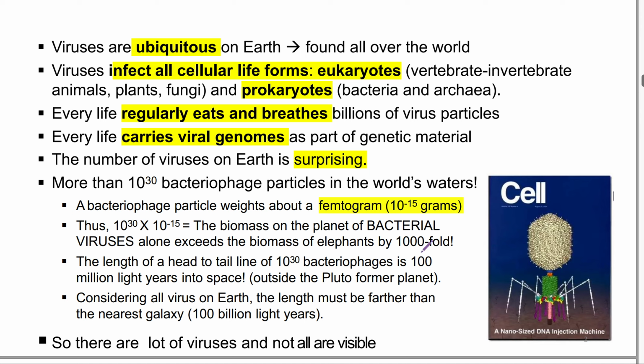1,000-fold. The length of a head-to-tail line of 10 to the power 30 bacteriophages is 100 million light years into space. So it might be outside the Pluto, the former planet. So it's very shocking news. And considering all the viruses on Earth, the length must be further than the nearest galaxy, like 100 billion light years. So there are a lot of viruses, and not all are visible.